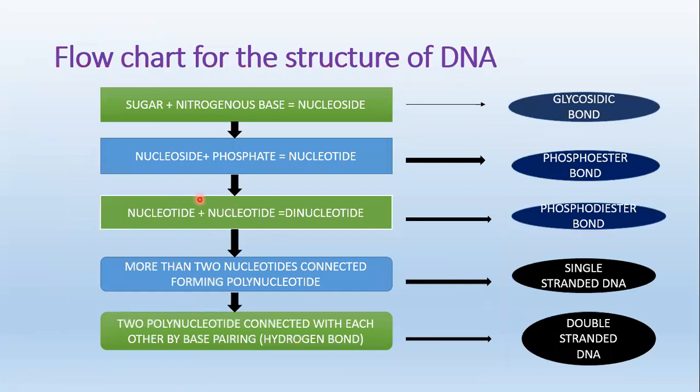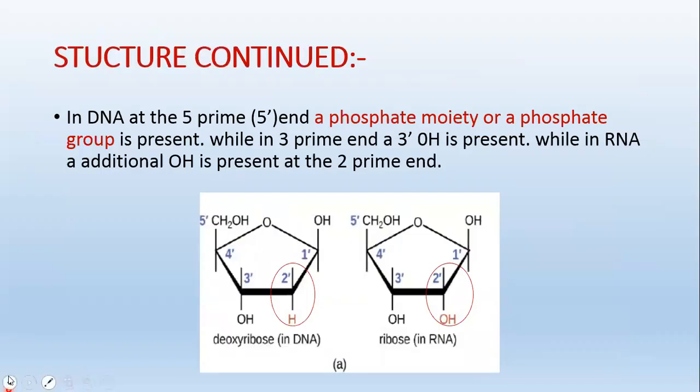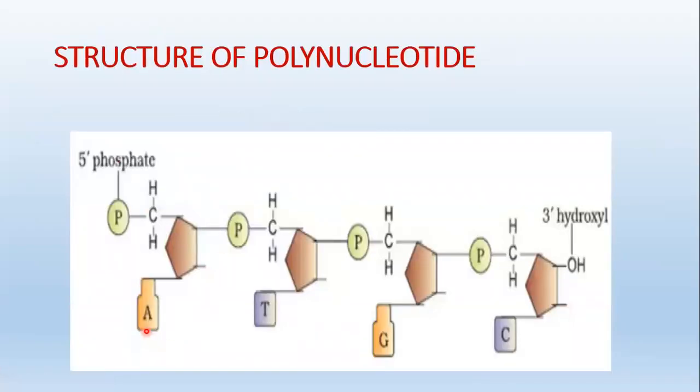Everything is written here. Just have a look. If sugar is attached to a nitrogenous base, what are the nitrogenous bases? We have already discussed it. If you want to see the structure, have a look. This is adenine, this is thymine, this is guanine, this is cytosine. These are nitrogenous bases. And this is the pentose sugar. You can count the sides: 1, 2, 3, 4, 5. So this is the pentose sugar.